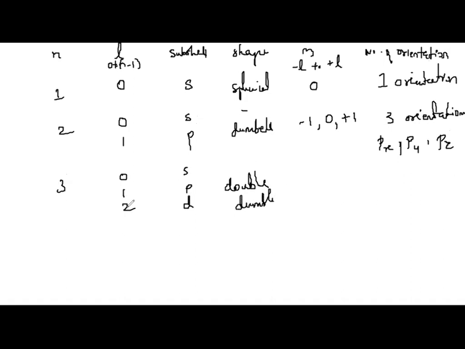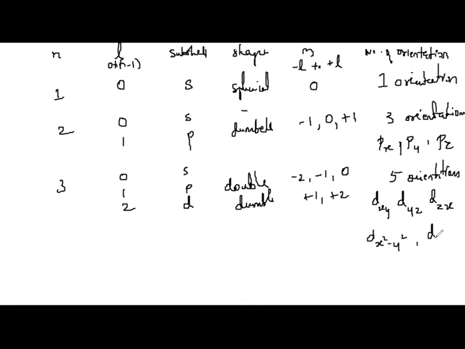Correct? Values: minus 2, minus 1, 0, plus 1, plus 2. How many orientations? 5 orientations. Which are they? dx square, dxy, dyz, dzx, dx square y square, and dz square. 5 orientations. 0, 1, 2, I know.